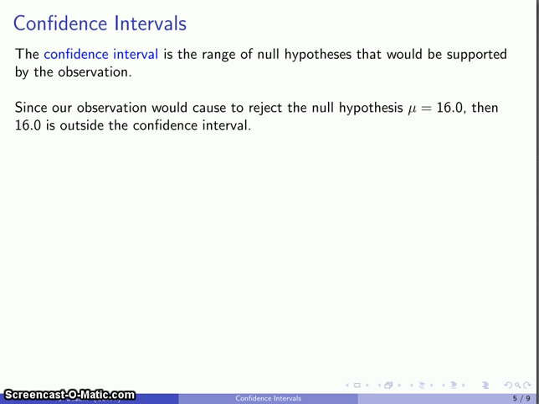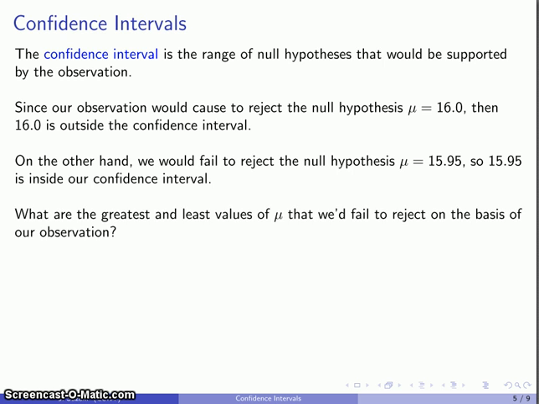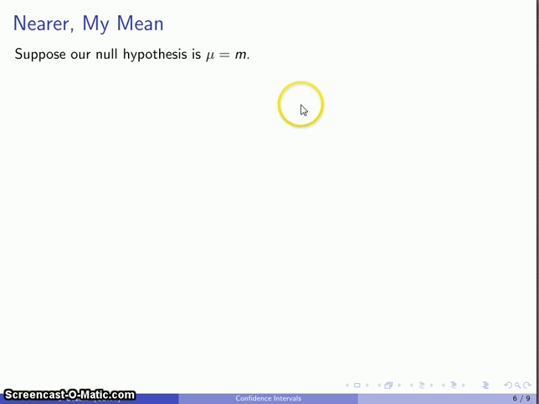So what does that confidence interval look like? Well, we know that our observation caused us to reject the null hypothesis that the mean weight was 16 ounces, so 16.0 ounces is going to be outside of our confidence interval. At the same time, our observation caused us to fail to reject the null hypothesis of 15.95 ounces, so 15.95 is going to be inside the confidence interval. So now we want to find the greatest and least values that will fail to be rejected as null hypotheses by our observation. To determine these, suppose my null hypothesis is that the population mean is equal to some numerical value.